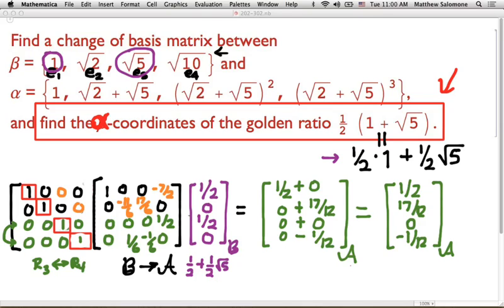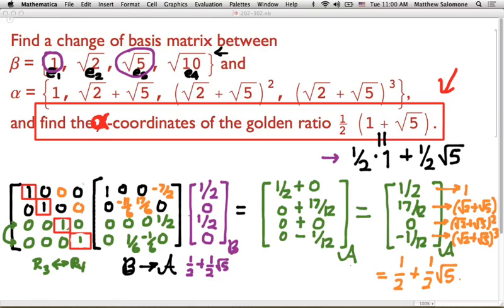So for you to check, if you don't believe this manipulation, just check that when you take 1/2 times 1 plus 17/12 times the square root of 2 plus the square root of 5, plus 0 times square root of 2 plus square root of 5 squared, minus 1/12 times the square root of 2 plus the square root of 5 cubed. Try that sometime and verify that the result of that computation is 1/2 plus 1/2 square root of 5. But we're still talking about the same number, the golden ratio. We're just talking about it in two different coordinate systems.